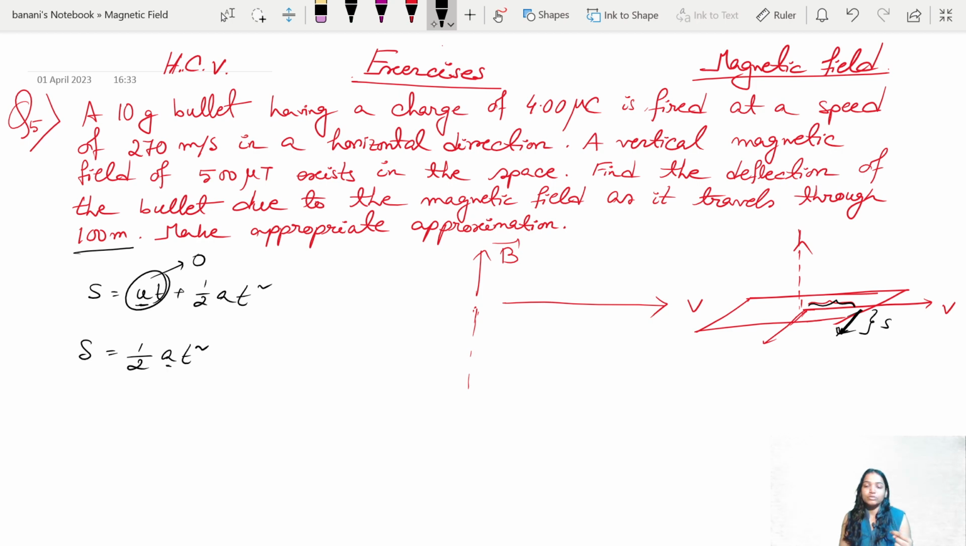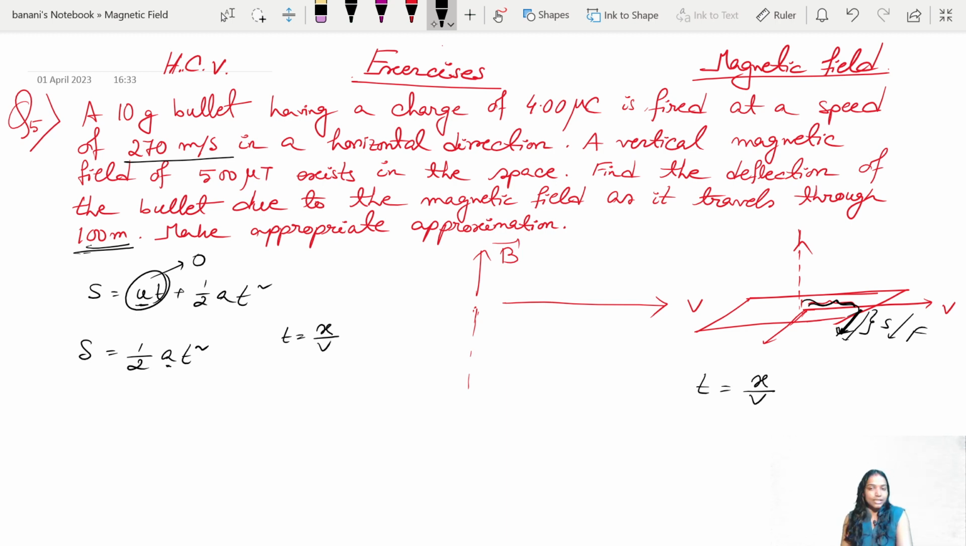So we have to find the acceleration, and we can find it using the magnetic force formula, F equals q into v cross B, and force equals mass into acceleration. Then we can calculate the acceleration. And what is the time? It is the same time the bullet takes to travel 100 meters along the horizontal direction. That means t equals x by v, where x is 100 meters and v is 270 meter per second.